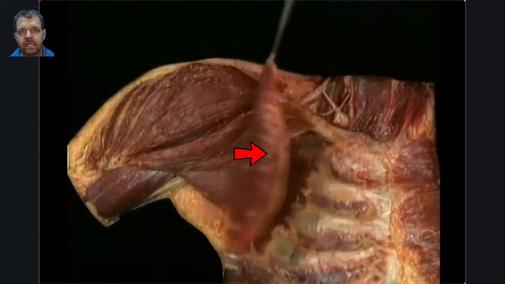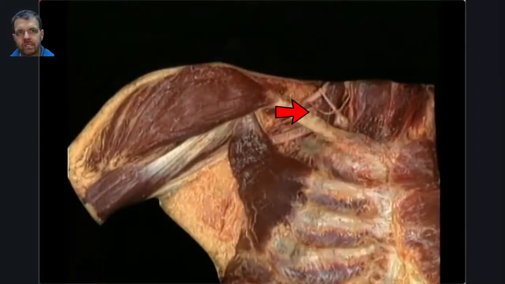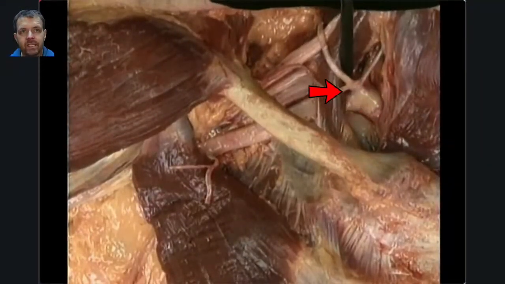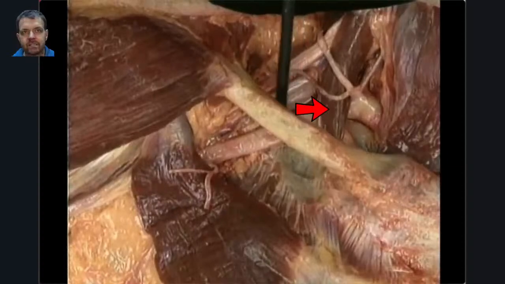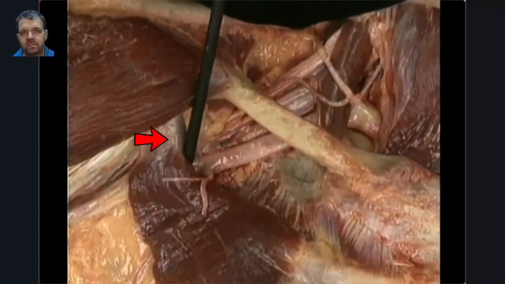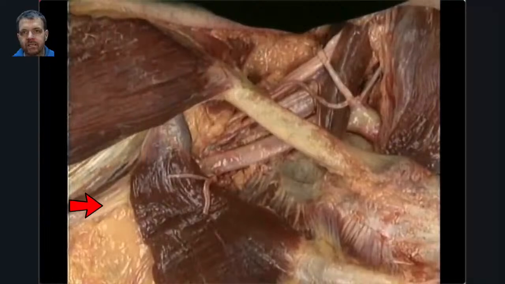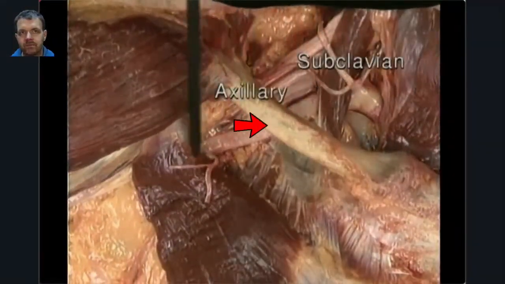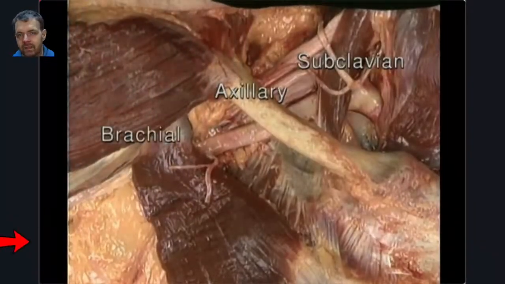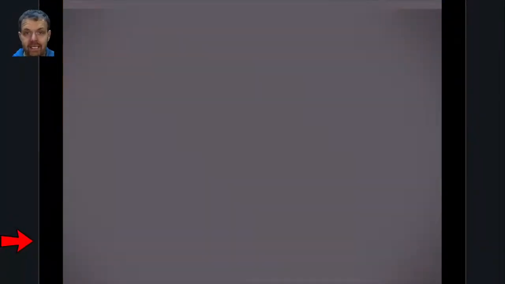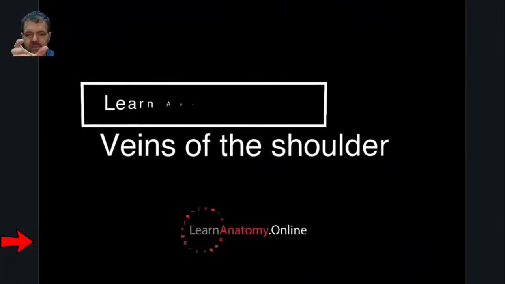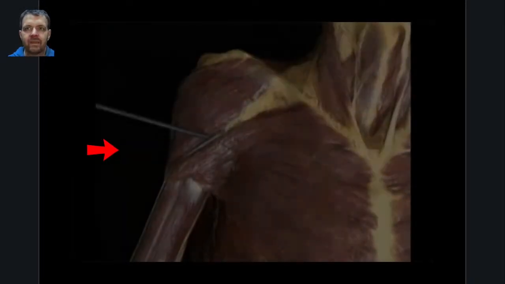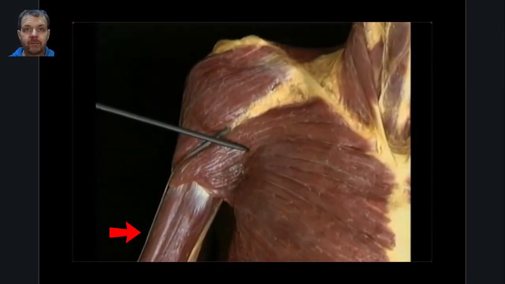Here we go. If we take pec minor away, that's what we see underneath. So clavicle, pec major out the way, and then here's your artery coming through, anterior scalene, underneath the clavicle, underneath pec minor, and then down towards the arm. Okay, so it's subclavian, axillary, and then brachial. All exactly the same artery, just given a different name depending on where it is along the shoulder.